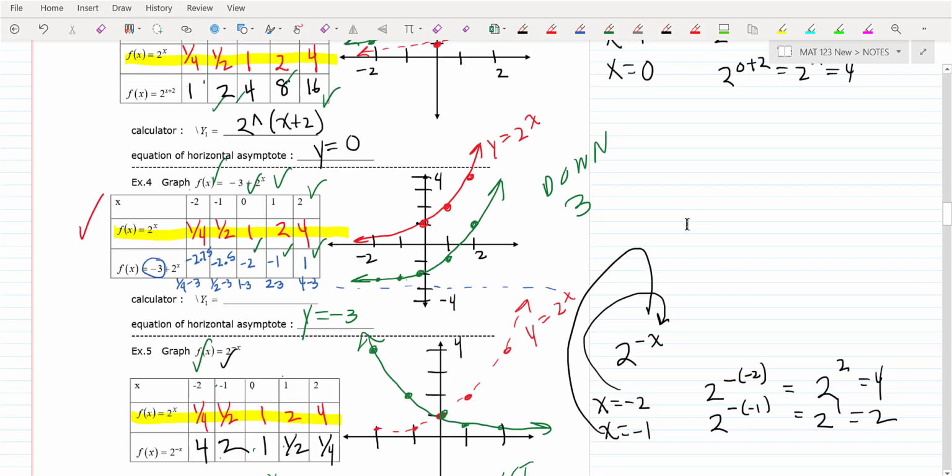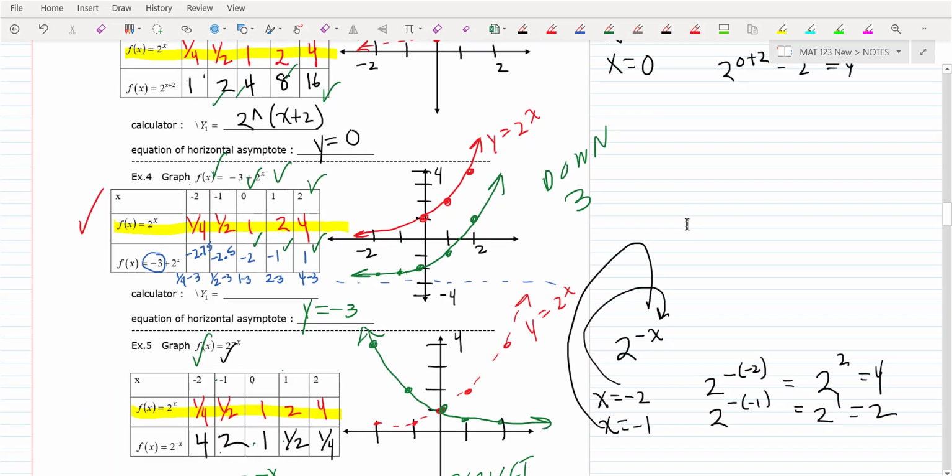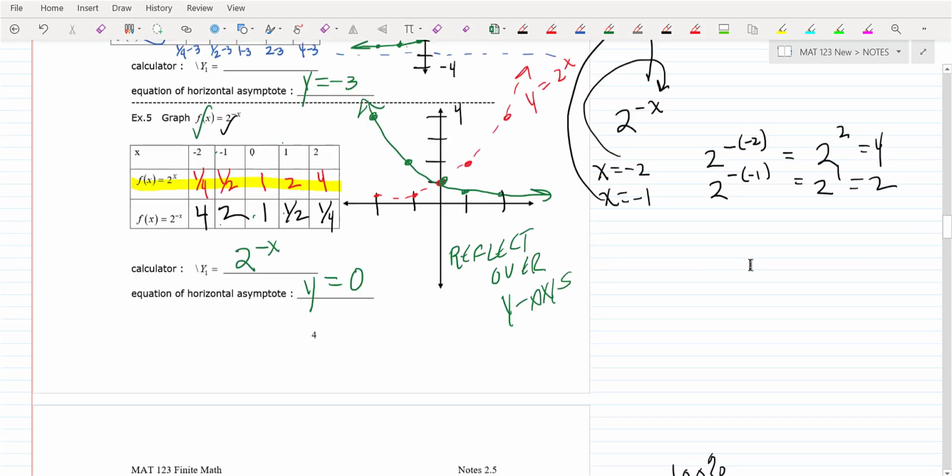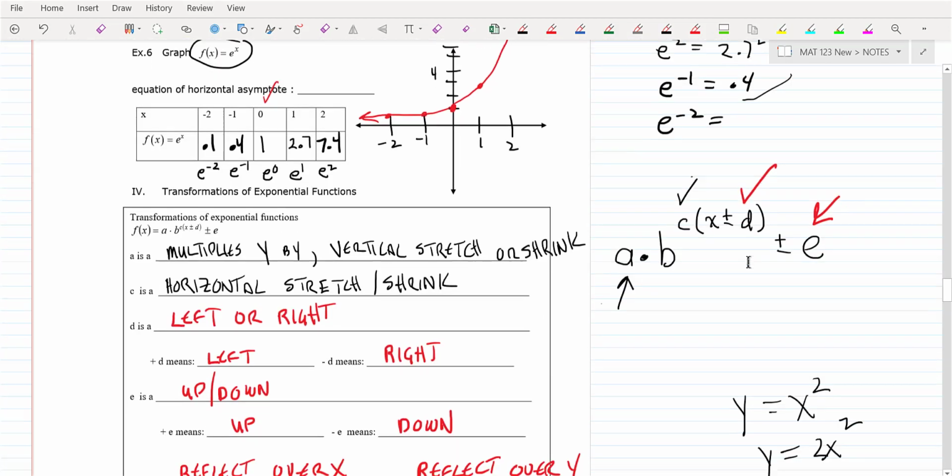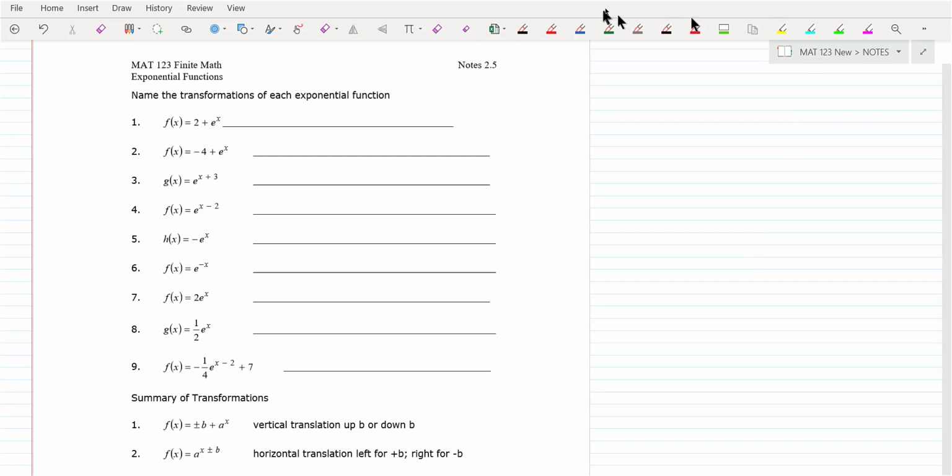And this one, we had 2 to the x and minus 3. What did that minus 3 do? Brought everything down 3. If that was a positive 3, everything would go up 3. And then example 5, I had 2 to the negative x. That reflected the graph over y, because what it's doing is it's making the x values go to opposites. That's what's happening in that problem. So now we're going to see how many of the transformations we can do.